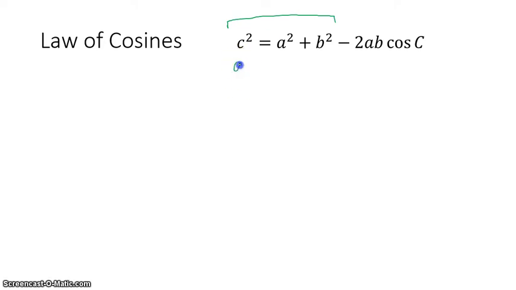If I wanted to find side A, I could set it up with the A on that side, and then all of these A's and B's would switch to B's and C's, and this would be cosine of angle A. So whatever this angle is over here has to be the angle that's across from that side. It also needs to be the angle that you know. So that will dictate a lot of which direction I go. I have to use an angle I know when I'm doing that.